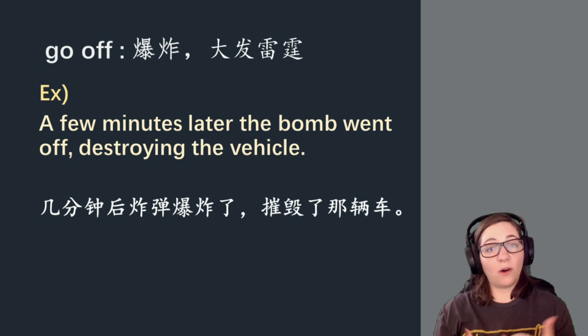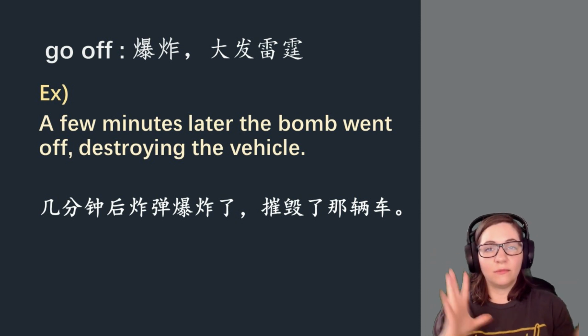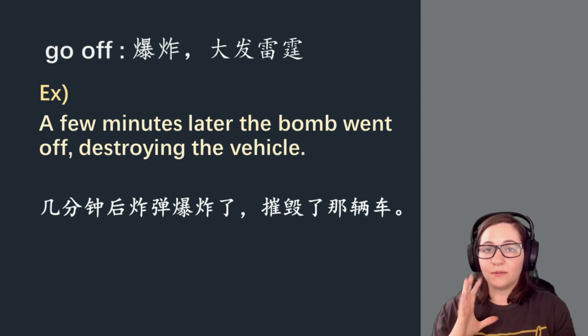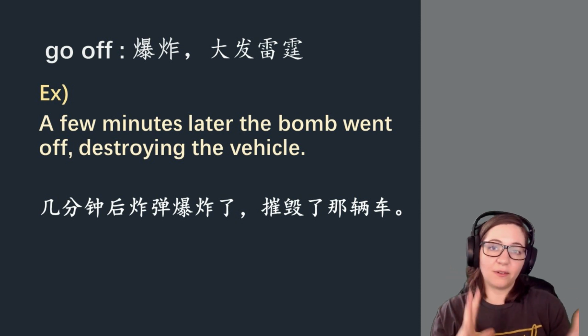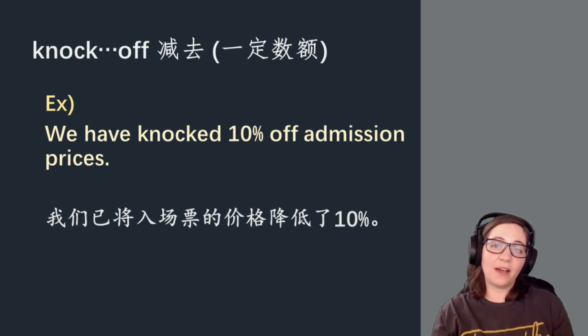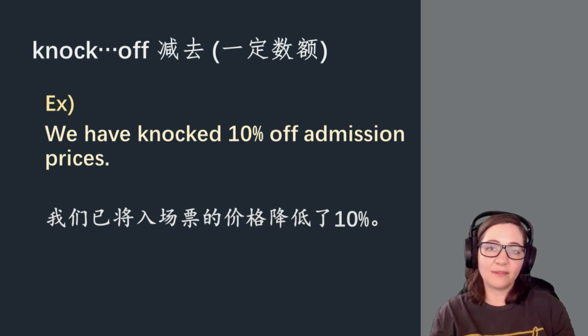So the next one is go off. And go off is another way to say explode. So a few minutes later, the bomb went off, destroying the vehicle. So the next one is knock off. And knock off is another way of saying discount. So you could say, we've knocked 10% off the admission prices.